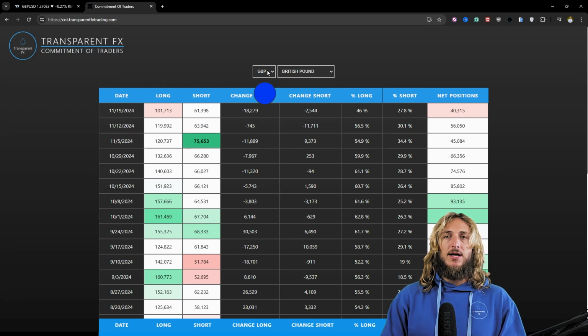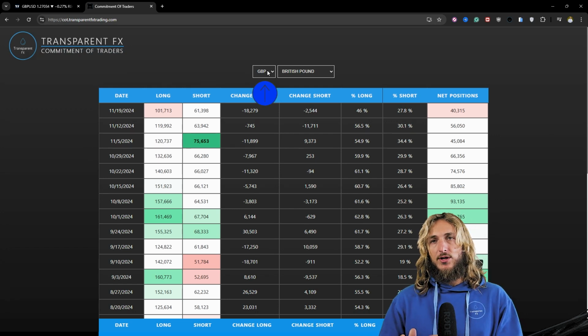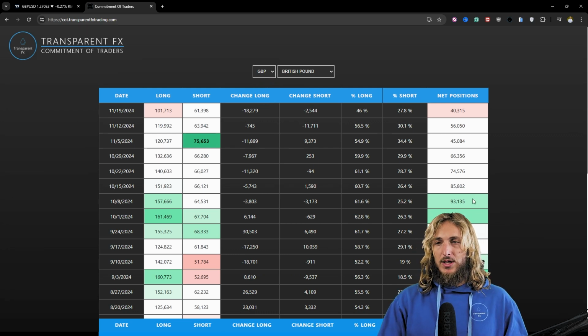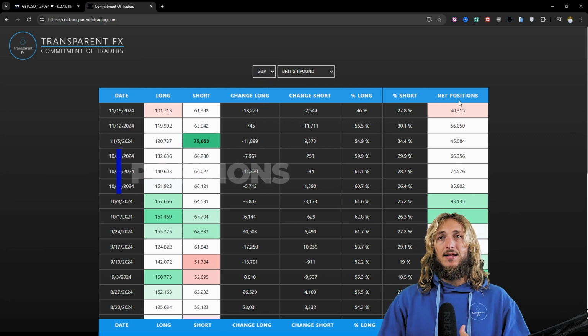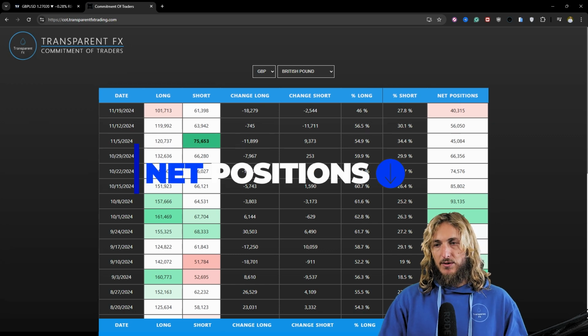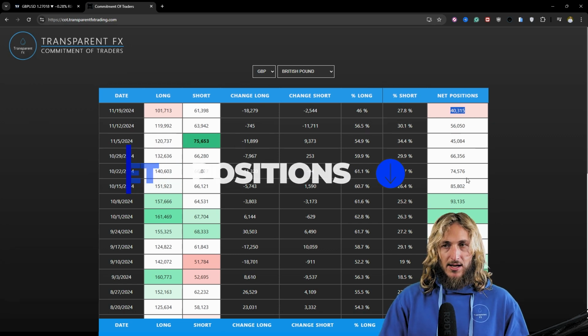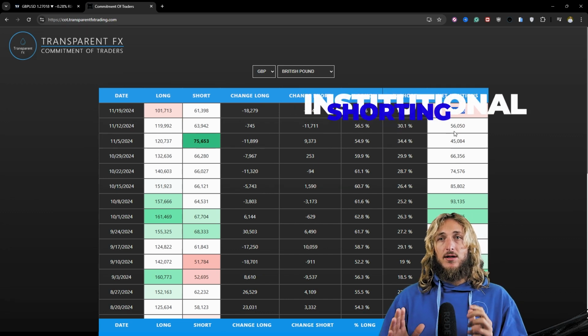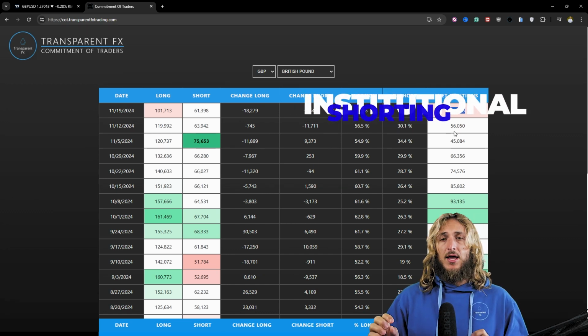Now, if we're looking at the GBP, we are actually already looking at GBPUSD because all currencies on the spot are traded against the USD. And what we can notice is that with the last reports, net positions have been decreased. We went from having 93.7K all the way down to 40.3K net positions. So clearly institutions have been decreasing their net positions with the last reports.